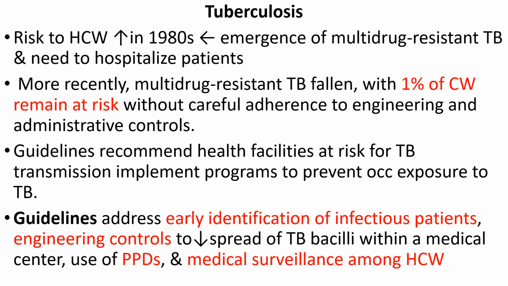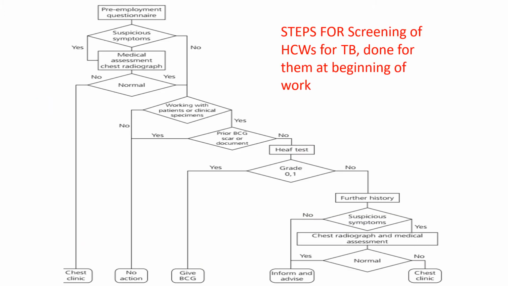Tuberculosis risk to healthcare workers increased in the 1980s due to the emergence of multi-drug resistant TB. More recently, multi-drug resistant TB has fallen, with 1% of healthcare workers remaining at risk. Guidelines address early identification of infectious patients, engineering control to decrease spread of TB bacilli within a medical facility, use of PPDs, and medical surveillance among healthcare workers.